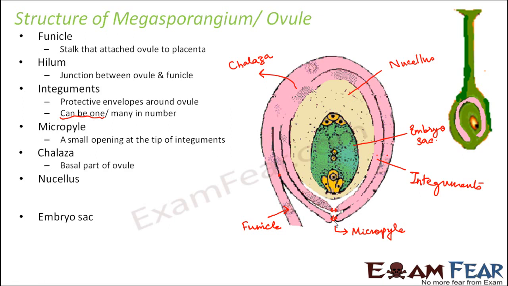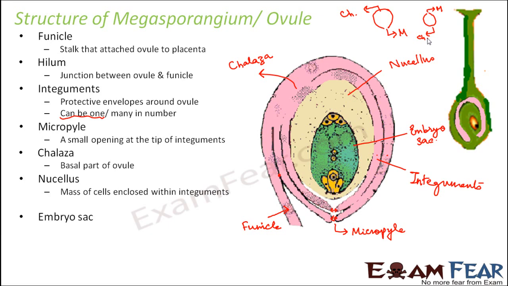Chalaza is the basal part of the ovule. The shape of the ovule is somewhat like this. This part, the tip, is the micropyle, and the other side, which is like the base, is the chalaza. Sometimes in some books you will have the figure like this. In that case, this will be your micropyle and this will be your chalaza.